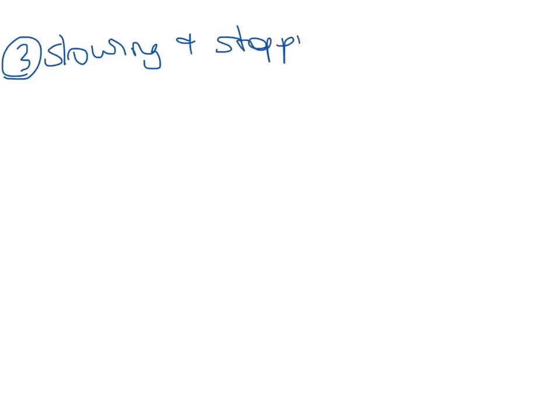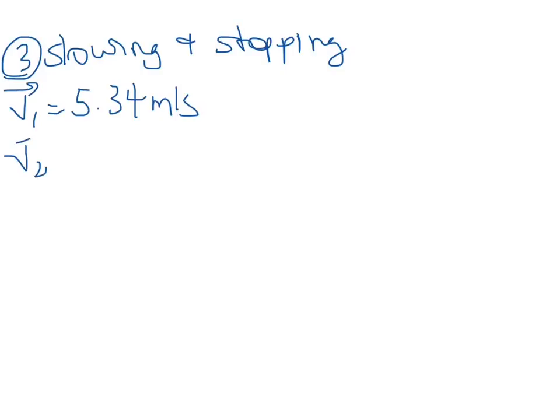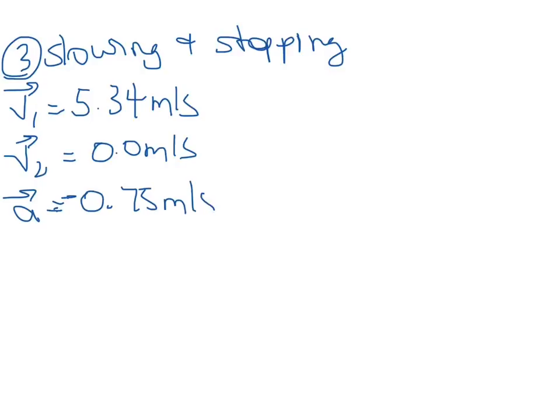So then the next part of her motion, the third part, is the slowing and stopping. Okay, so let's write down what we know. We know before she starts dragging her foot, she's going 5.34 meters per second. We know she's coming to a stop, so that means we have 0 meters per second. And we know her acceleration is negative 0.75 meters per second squared. So what is her displacement?